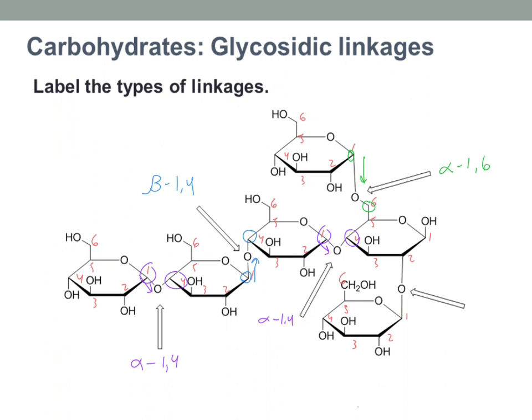And then lastly, if I go down here to the right-hand side, it looks like at my carbon number 1, I'm heading upwards, so that'd be a beta. And it's connecting carbon number 2, so that'd be a beta 1,2 linkage.